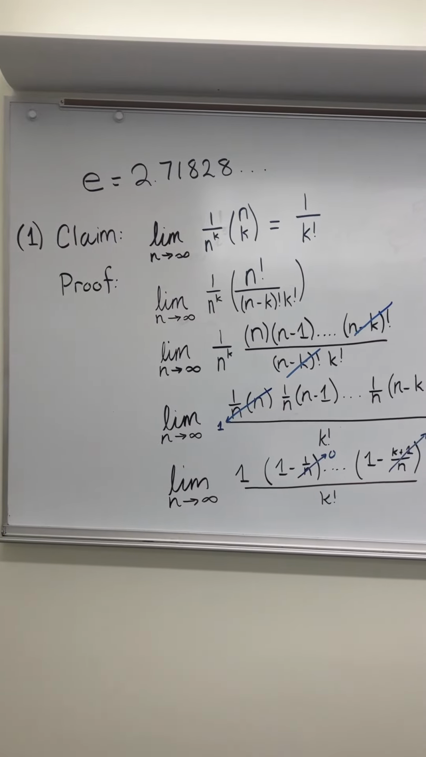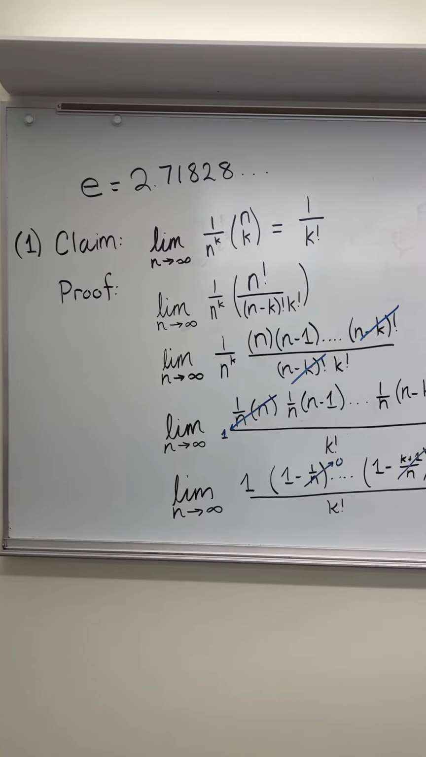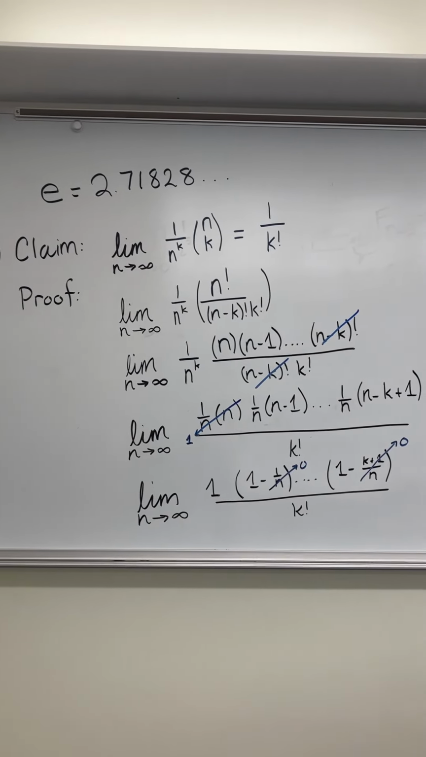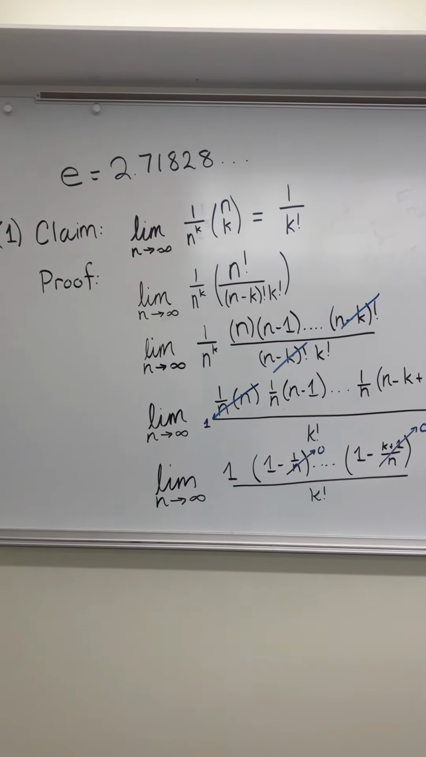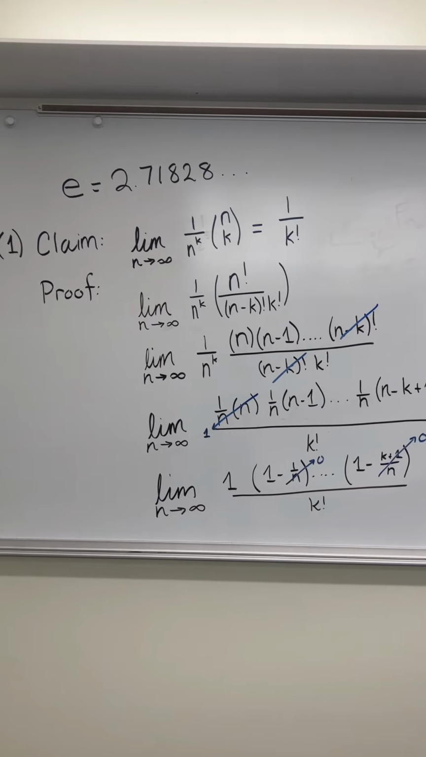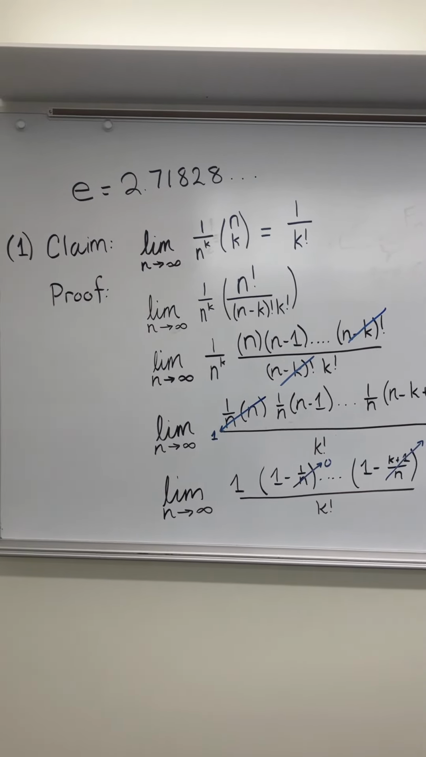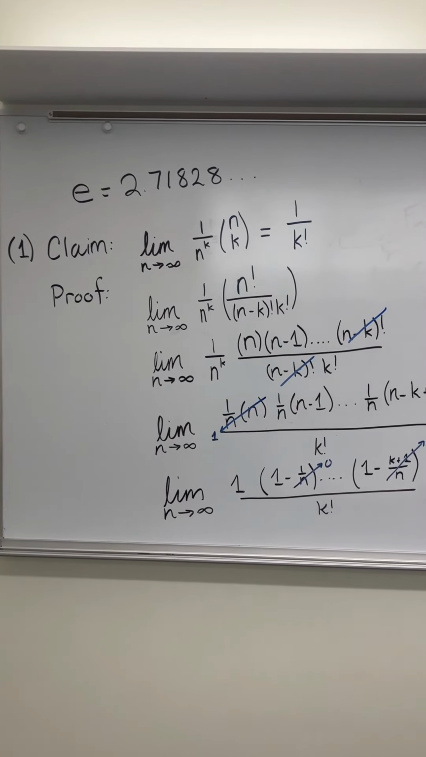I'm going to start out by writing the algebraic definition of the choose function. Since I know that n is going to be greater than k, since otherwise the choose function doesn't make any sense, I can cancel out those remaining k terms from the top and the bottom. Then I'm going to take that 1 over n to the kth power from the beginning.